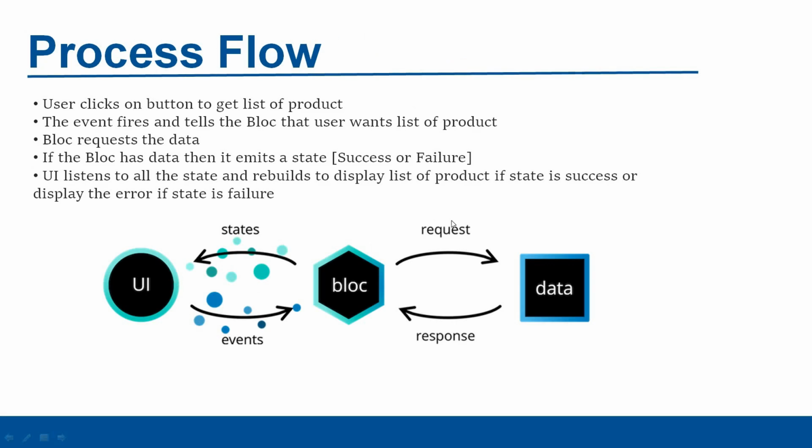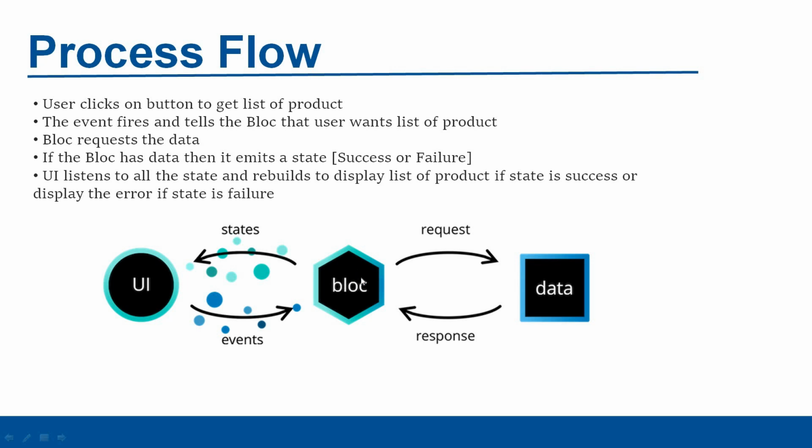As you can see here in this diagram there is a UI. Suppose in this UI there is a button. And whenever this button is clicked, at that time we will fetch a list of products. Now, whenever the user clicks on the button, this means the event is generated. As you can see in the diagram, there is an arrow. So, event is generated. Now, this event will tell the Bloc that the user wants a list of products.